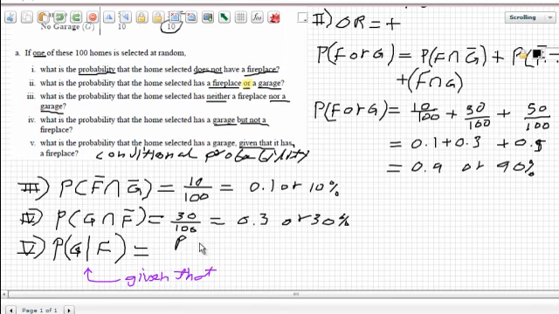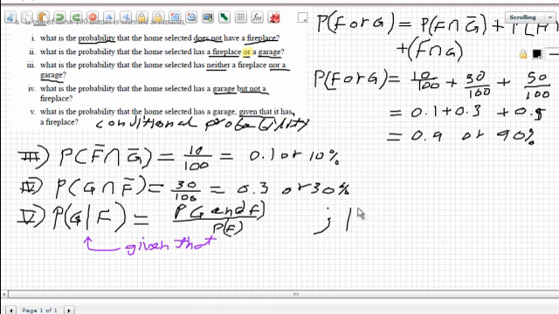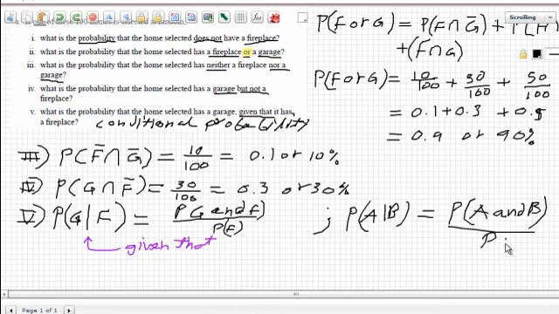We would have to follow a formula first of all, and the formula would say that the probability of G given F is the probability of G and F divided by the probability of F. You might find in your textbook that this formula is written in some other manner. So sometimes they like to write P(A given B) is equal to the probability of A and B divided by the probability of B. That's another way of writing it. So I just applied that formula over here.